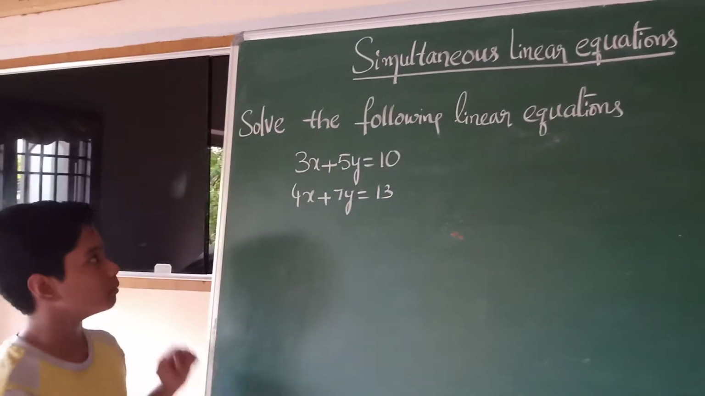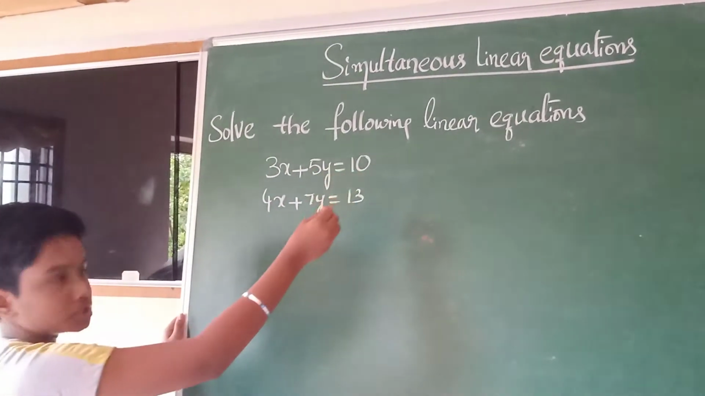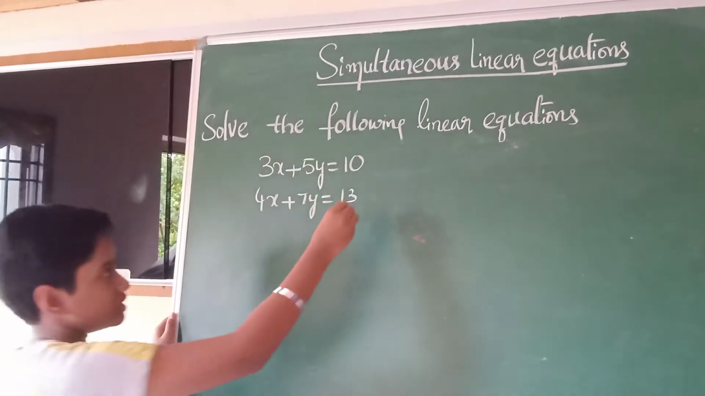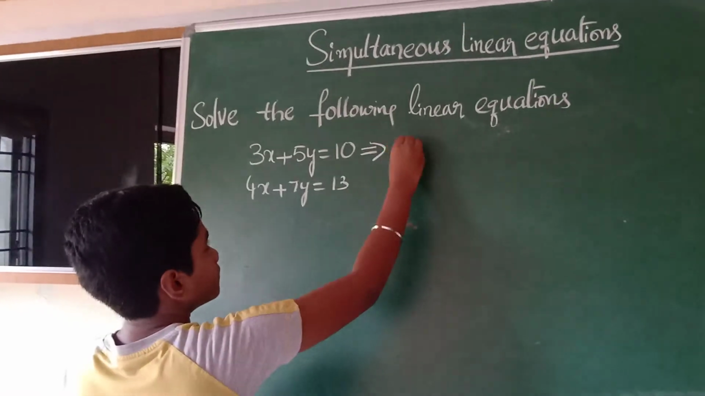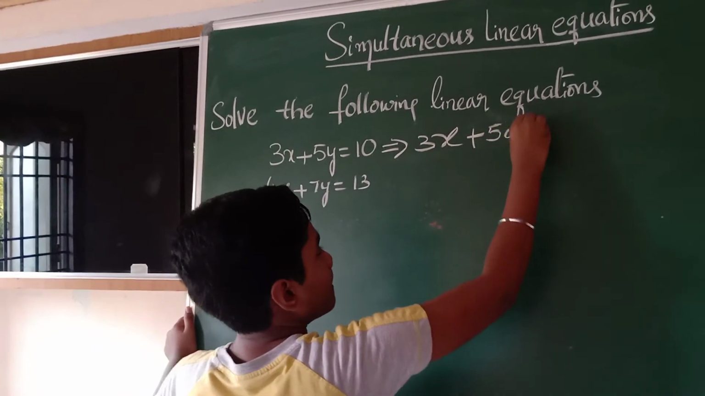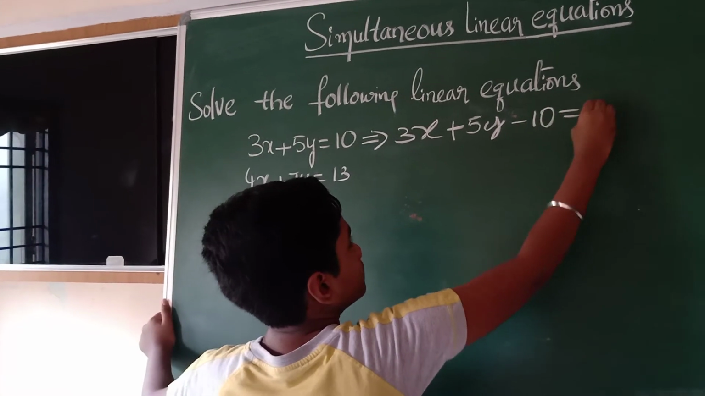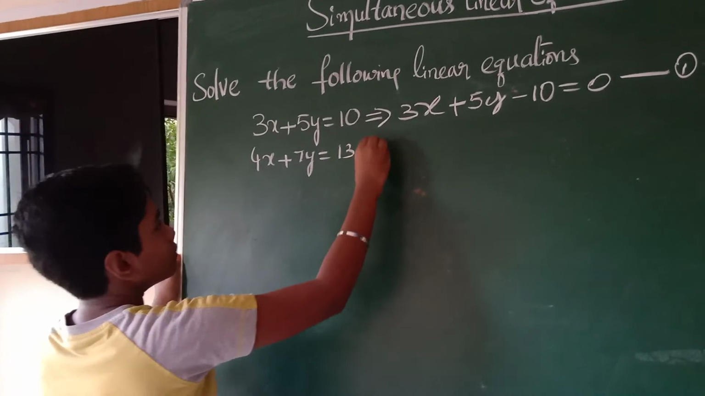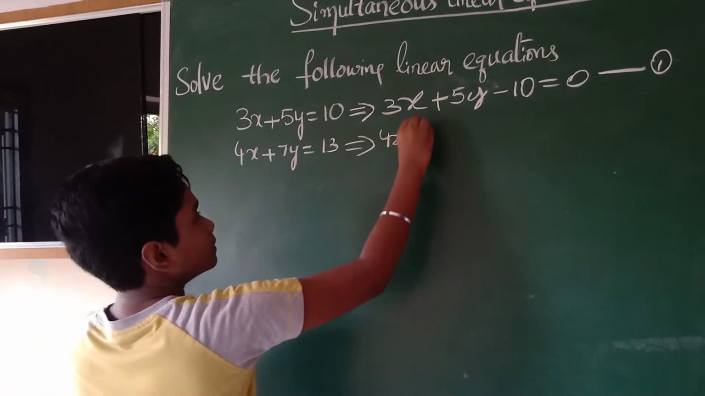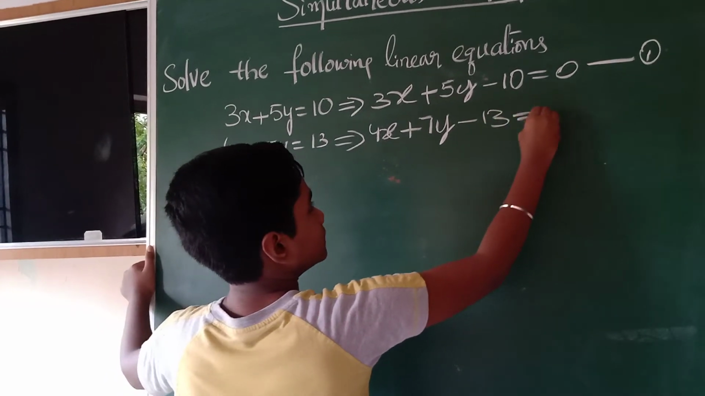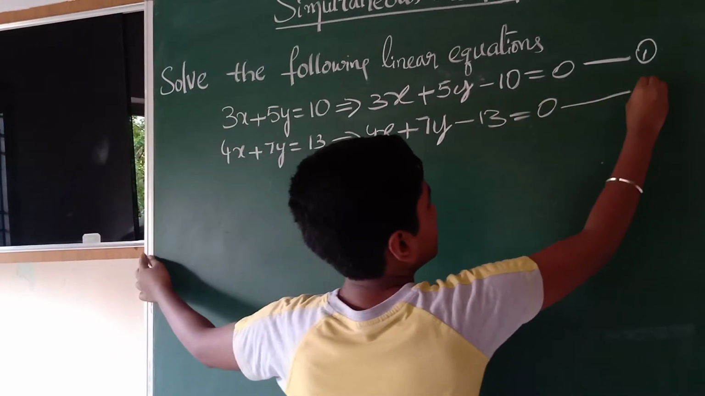Now we see another problem. 3x plus 5y is equals to 10, 4x plus 7y is equals to 13. Write these equations as 3x plus 5y minus 10 is equals to 0, take it as equation 1. 4x plus 7y minus 13 is equals to 0, write it as equation 2.